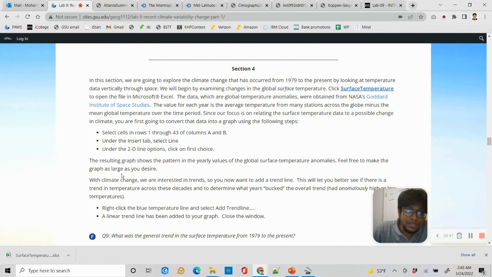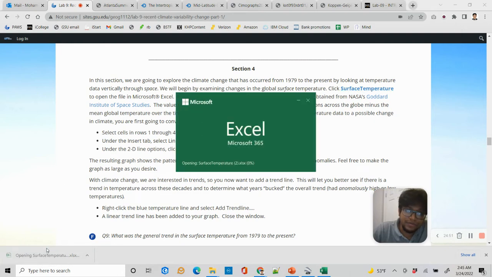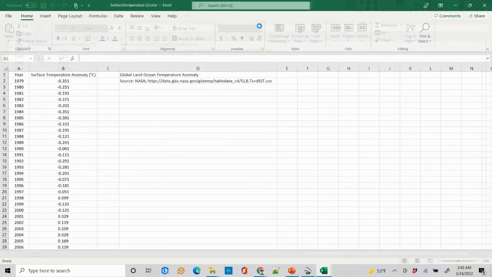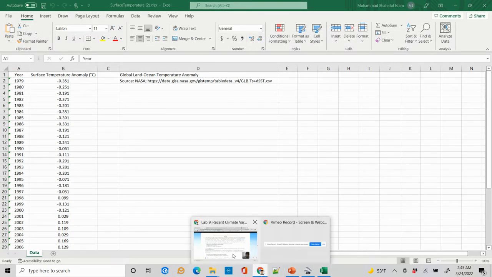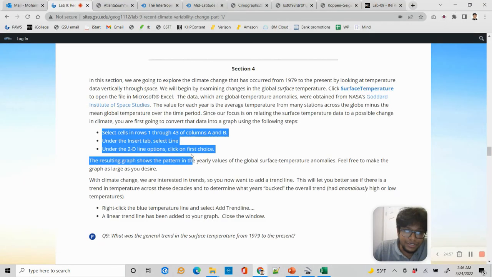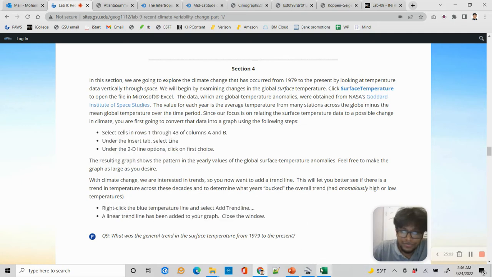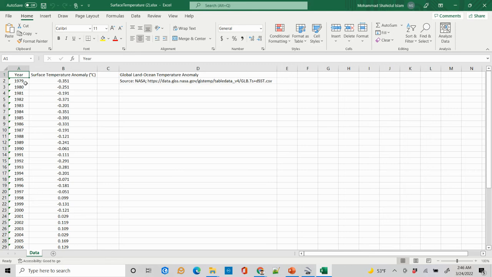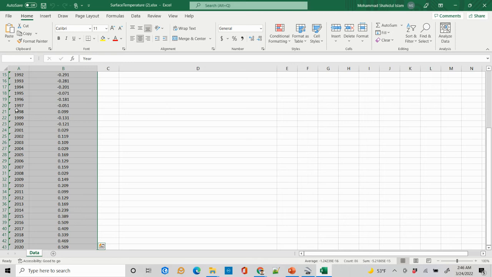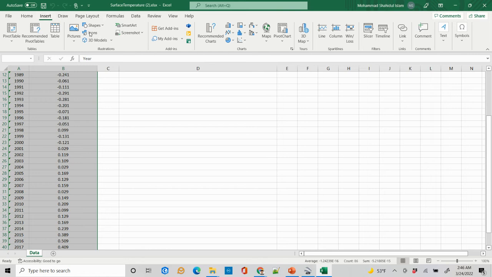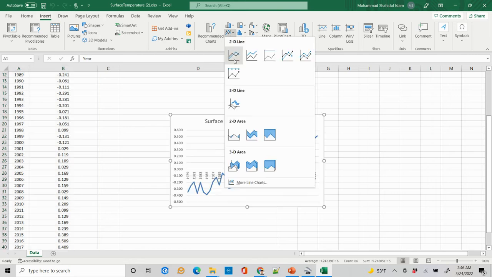First of all, download it, and when you open it, enable editing. The instruction is already there. This is the instruction. I'm just showing you how I worked and how you need to do it. All I need to do is click on 1A and B, and then select all the cells from start to end. Then insert, click on the line graph and 2D line.